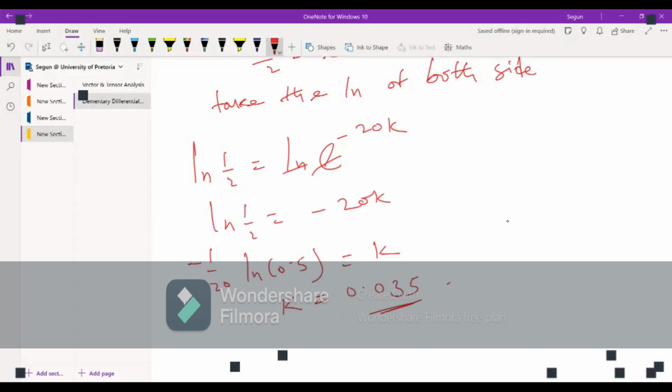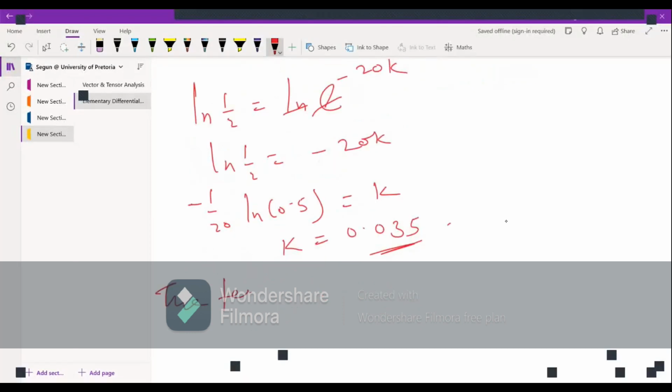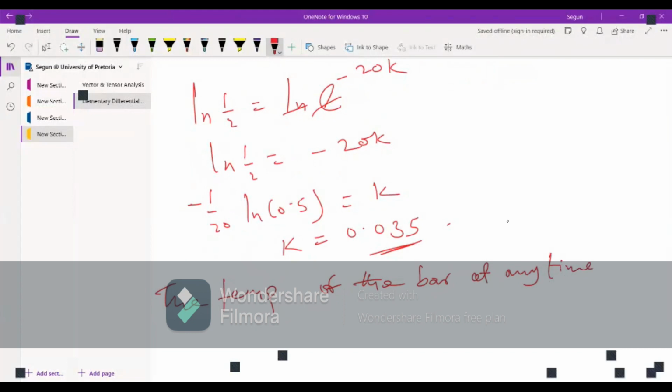Therefore, the temperature of the bar at any time t is then T equals to 100 exponential minus 0.035t, equation 3.